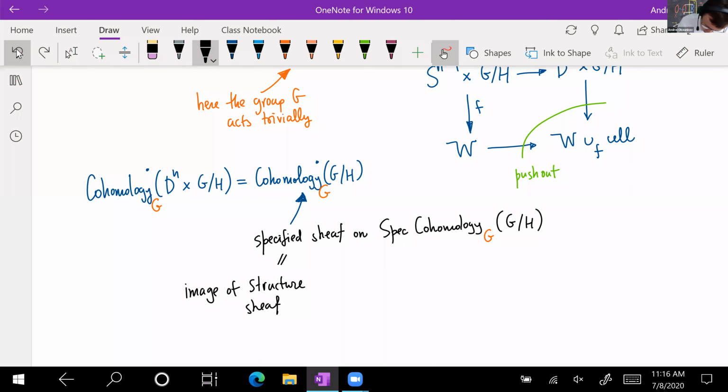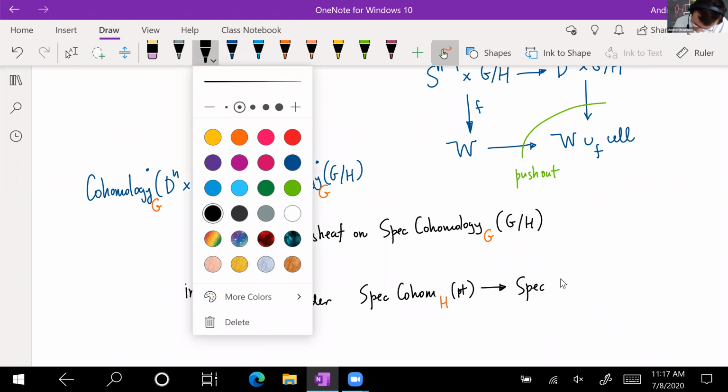So the theory should be, if we take cohomology, it's a contravariant theory with respect to covariant maps. When we take the spectra of cohomology, it'll be covariant with respect to covariant maps. So we have to have a map: spec of the equivariant cohomology of a point, abbreviated H, should map to the spec of G equivariant cohomology.